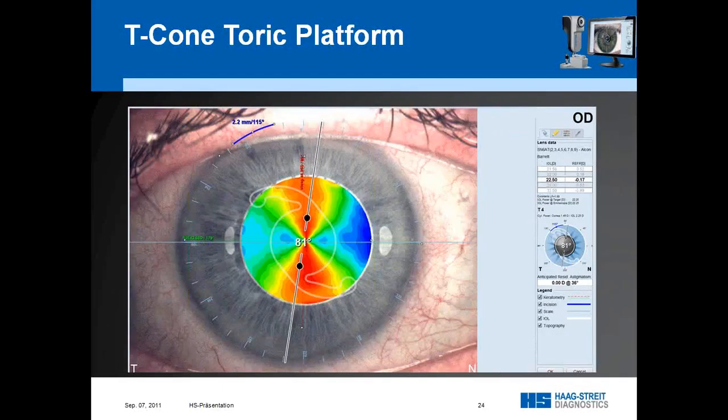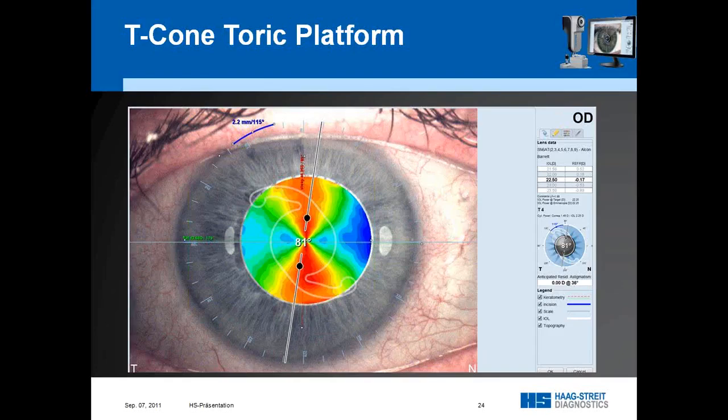If we do topography, we can double check in the image if the slope really matches. Here we can have an overlay of the central 6 millimeter topography. You can also make it semi-transparent. We see that here again the steep axis matches nicely with the bow tie pattern. That's a real nice case of regular astigmatism.